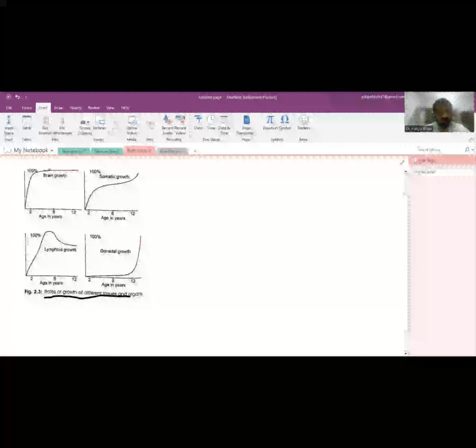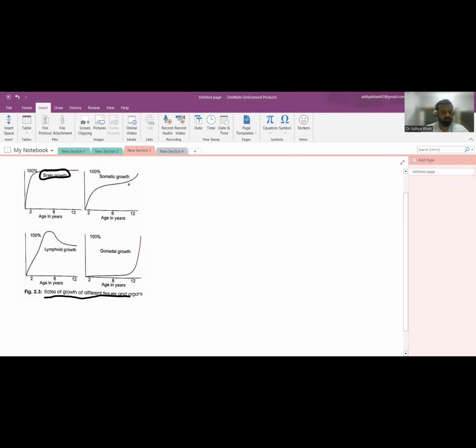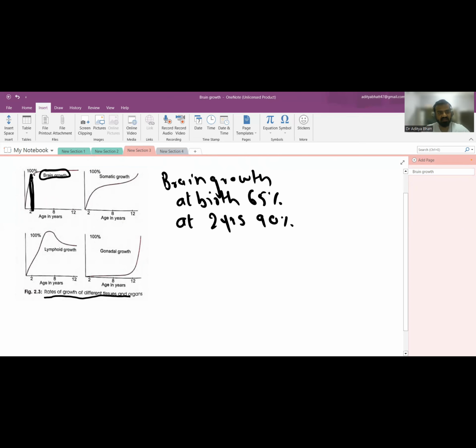So look at the growth of brain. See, this is brain growth. So at birth, 65% of brain growth has already occurred, and at age of 2 years, 90% of growth has already occurred. Look here. At 2 years of age, 90% of growth has already occurred. So the initial years are very important in the brain development of the child. Later on, the maturation of the nervous system will occur as the age progresses.